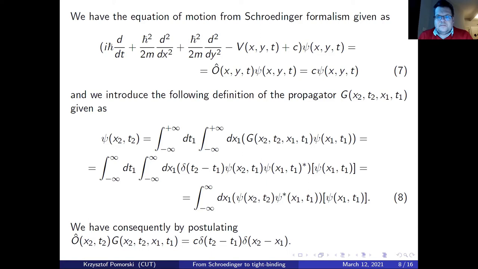And then if we act with this operator on this wave function, we will get inevitably the equation of motion for the propagator, which is written in a much more convenient way than here, because such a definition as given here is a bit more tricky. And this definition, so this is the operator O acting on G, is equal to C times the delta Dirac function of t2 minus t1 times the delta Dirac function of x1 minus x2. Well, so you have here this O as given as the operator here.